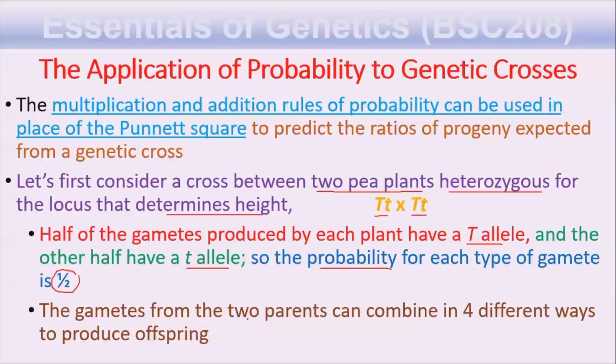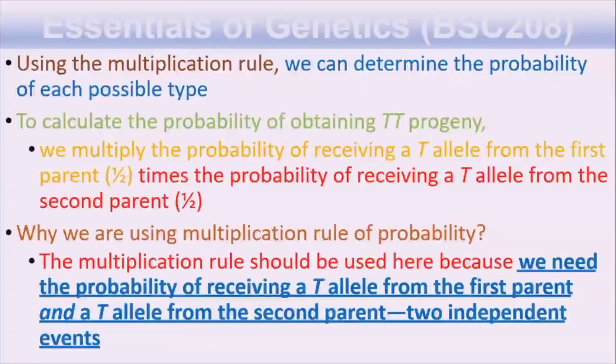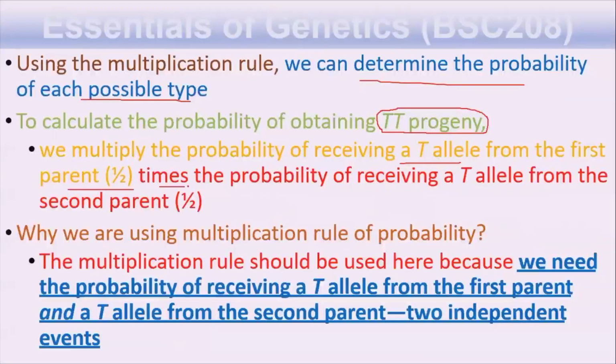So the gametes from the two parents can combine in four different ways to produce the offspring. So there are four different ways. Using the multiplication rule, we can determine the probability of each possible type. To calculate the probability of obtaining capital T progeny from the cross where both parents are heterozygous for tallness, we multiply the probability of receiving a T allele from the first parent, that is 1 by 2, by the probability of receiving a T allele from the second parent, that is also 1 by 2.